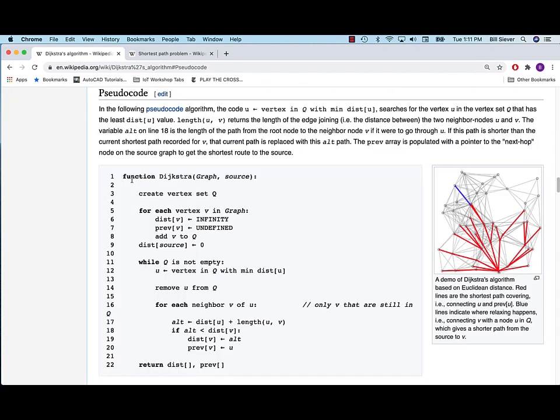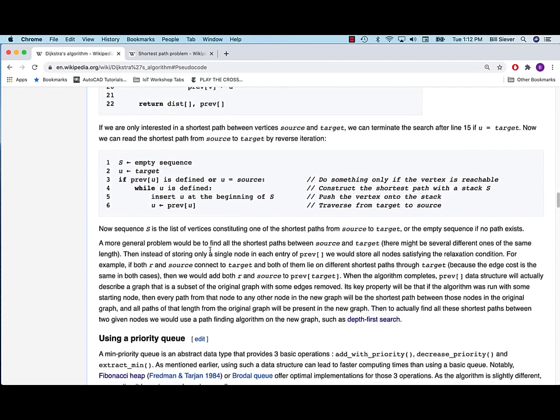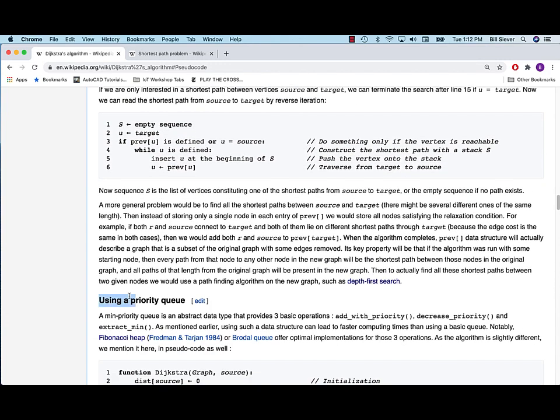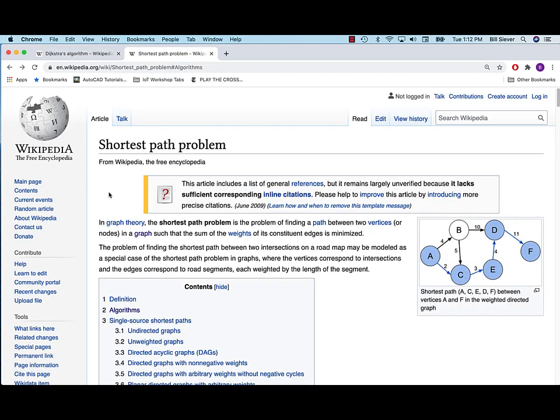Also, there's a pseudocode that looks very comparable to the pseudocode we've just looked at. It has the relaxation component. It has this idea of finding the vertex that's best, that's got the minimum distance as we are going through and processing each thing. Okay, notice that it mentions something about using a priority queue, so we'll come back to that as we start talking about time complexity.